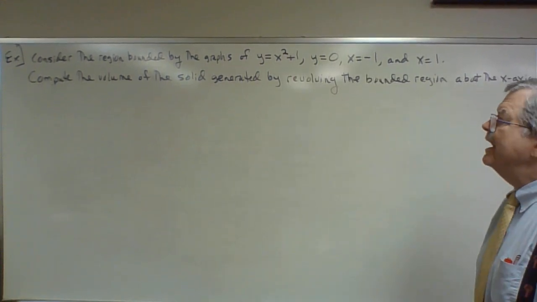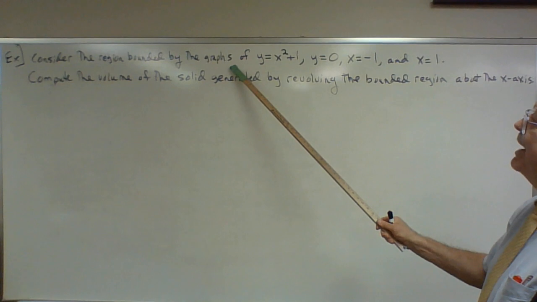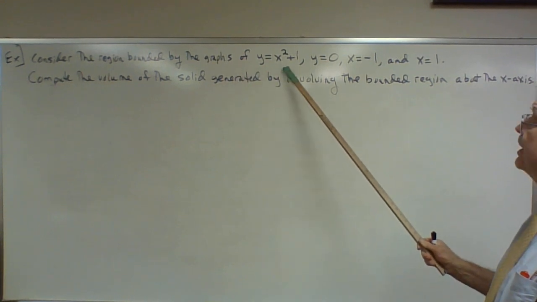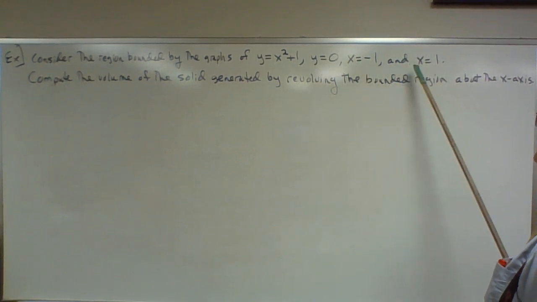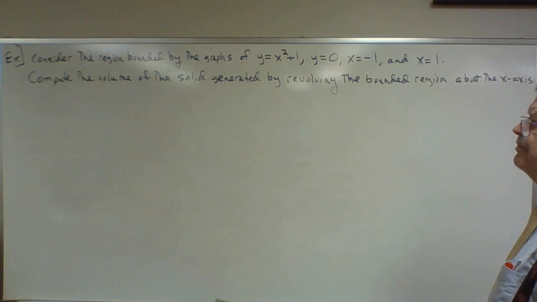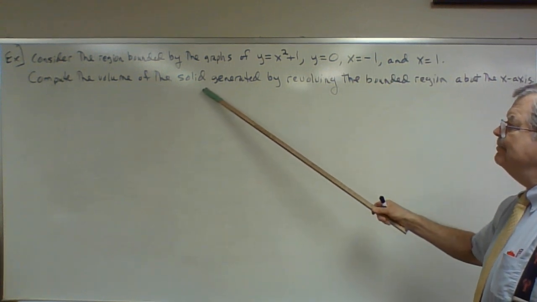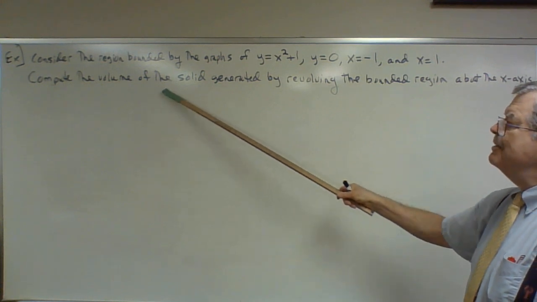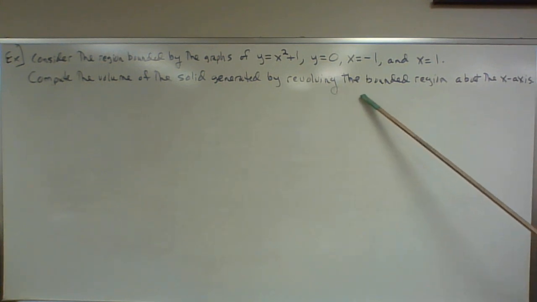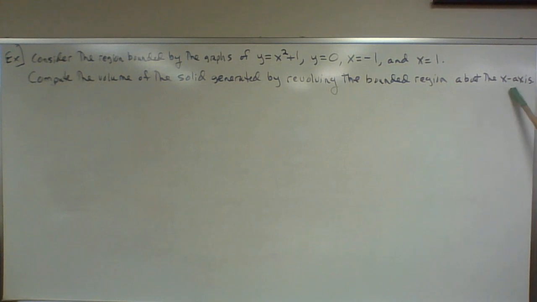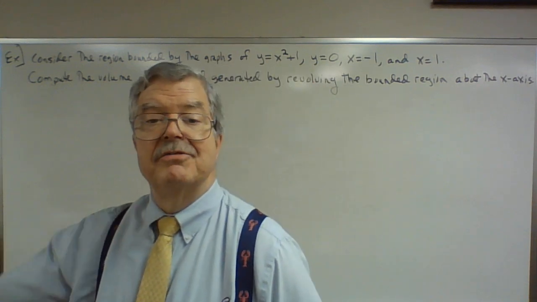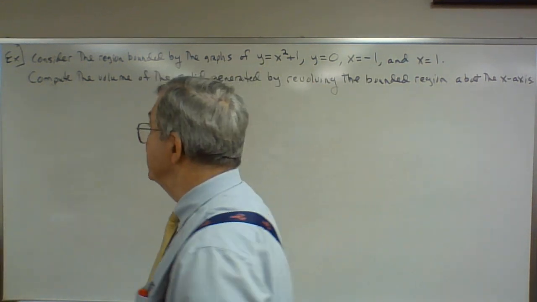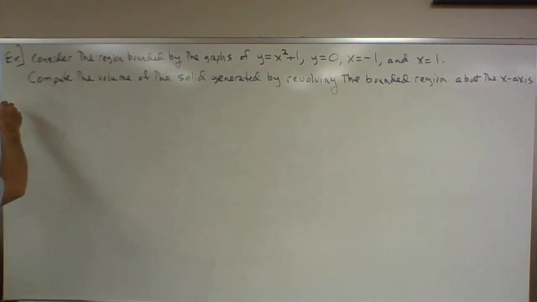Here's a nice exercise. Consider the region bounded by the graphs of y equals x squared plus 1, y equals 0, x equals negative 1, and x equals positive 1. Compute the volume of the solid generated by revolving the bounded region about the x-axis. Okay, we're doing a volume of solid of revolution exercise. And the first thing is graph the bounded region.